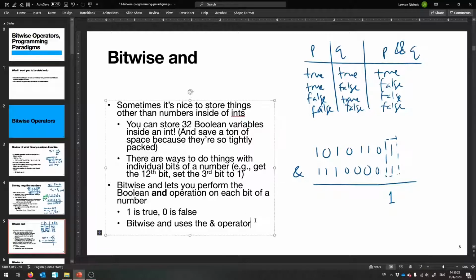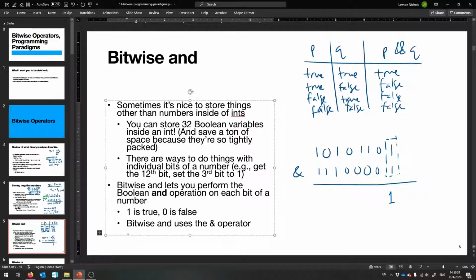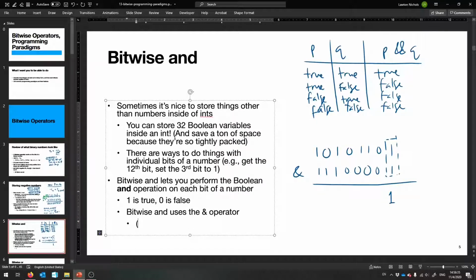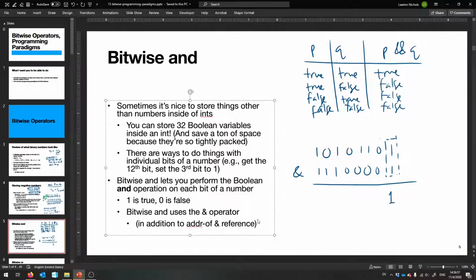So just remember that this is not address of, not reference. It is the ampersand operator being used for a third thing, I guess, which is so silly. And then it'll go and consider these next 2 bits.